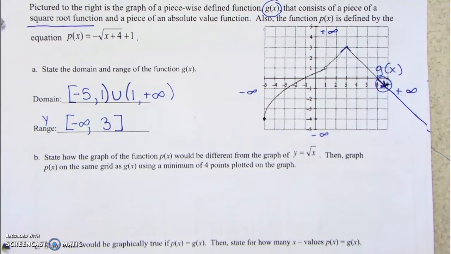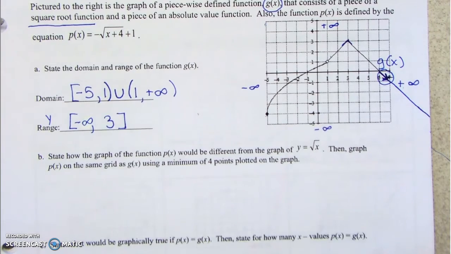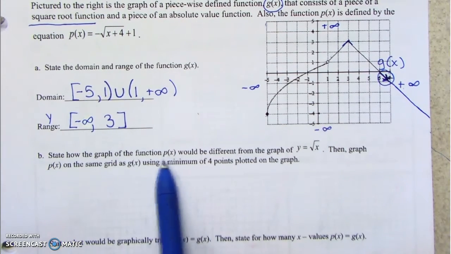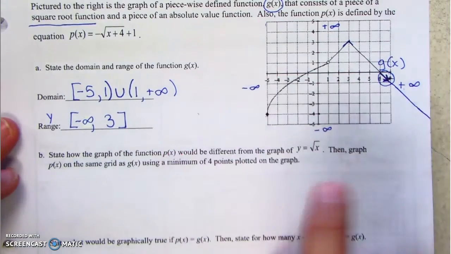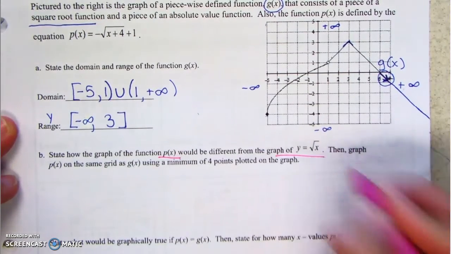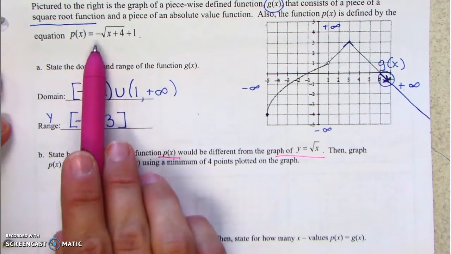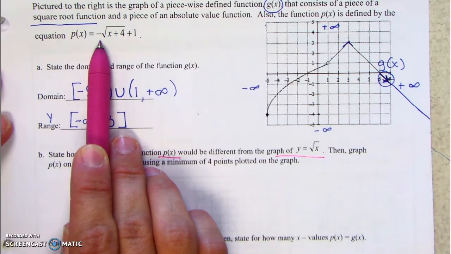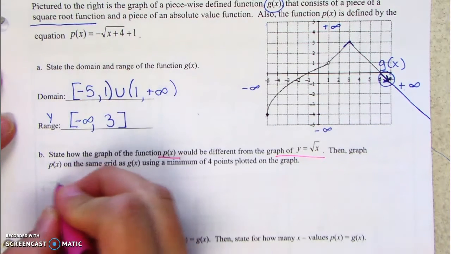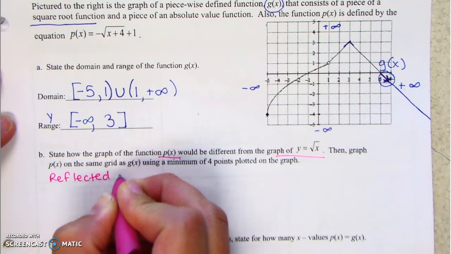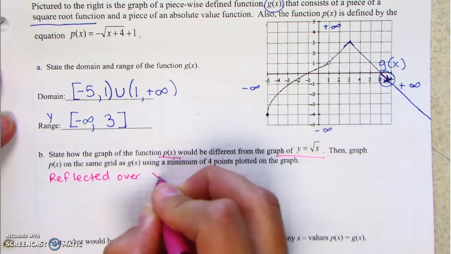Okay, that's our domain and range, and we need to keep going because I only have 15 minutes and I'm at 5 minutes. So state how the graph of the function p would be different from the graph of that. That was our quiz, yes? Describe the transformations. So let's look at p. If p has a negative in front, what does that mean? So reflected over x-axis.